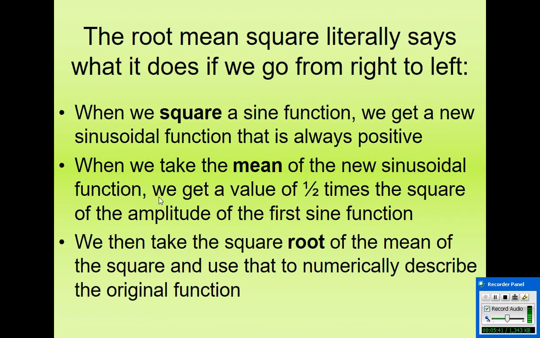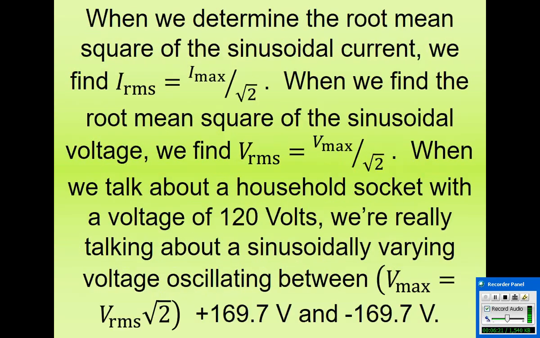Since it is now no longer less than 0, if we were to take the mean of the square, we would get, as it turns out, 1/2 the square of the amplitude of the original function. And then we take the square root of that result to get back to the original units. So when we talk about root mean square, we're talking about the square root of the mean of the square of the function. So it's a rather awkward approach, but it gives more useful information than the actual average value of a sine function, which is 0.